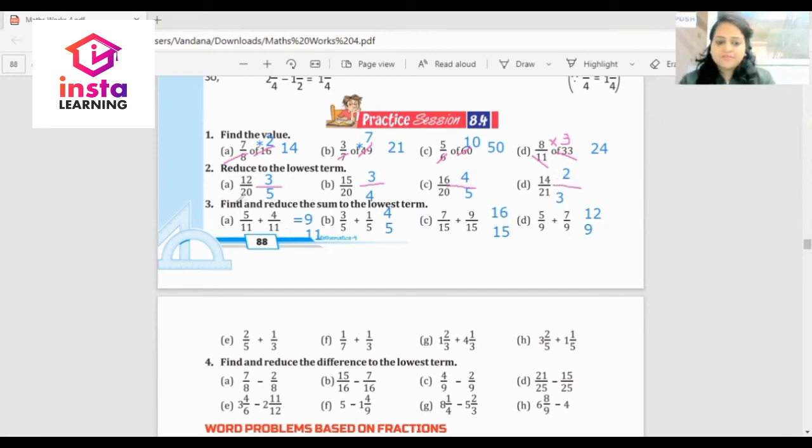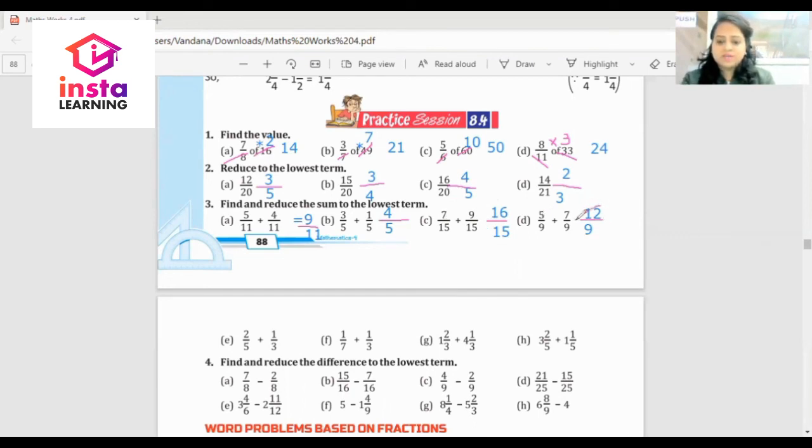Now find and reduce the sum to the lowest term. It's your number 9 upon 11, 5 plus 4, 9. Then 11, 3 plus 1, 4 upon 5. 7 plus 9, 16 upon 15. 5 plus 7, 12 upon 9. You can do these, reduce this one.